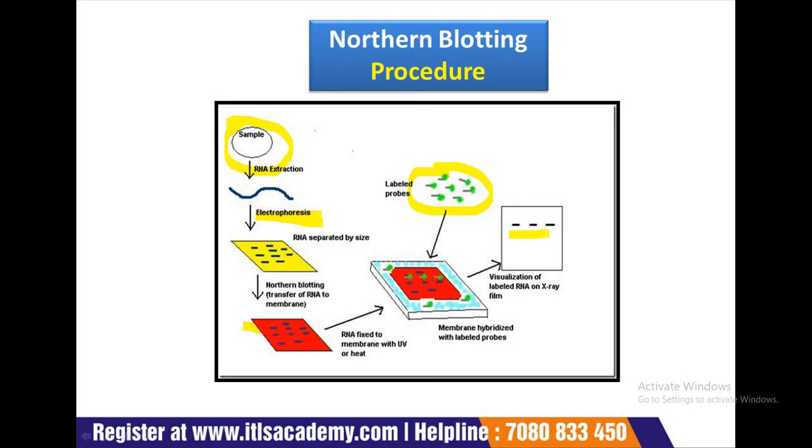You can see here the labeled probe is detected by chemiluminescence or autoradiography. The result will be dark bands in the X-ray. These are the dark bands in the X-ray. So this is the procedure of Northern blotting.